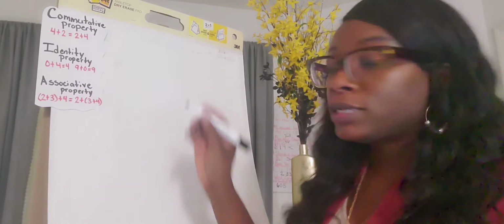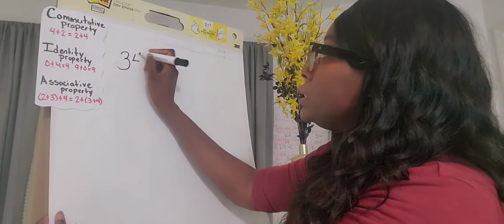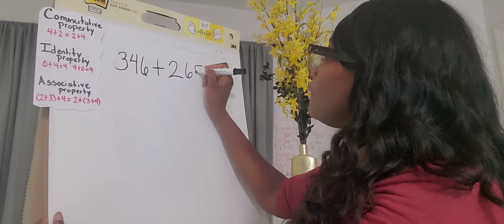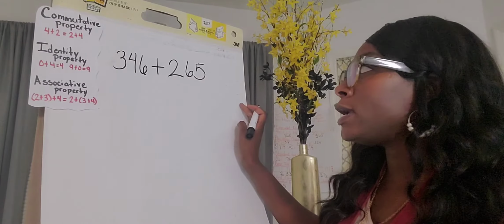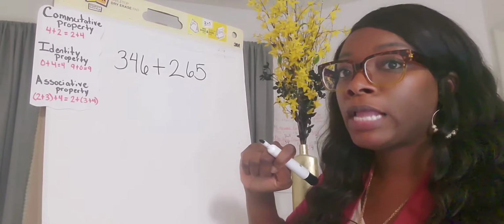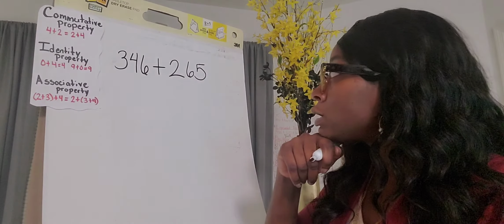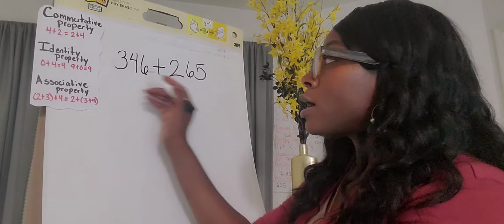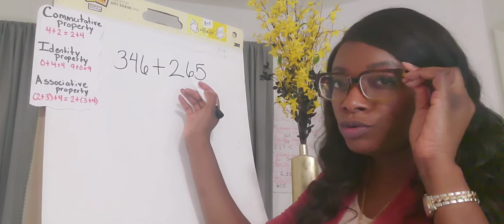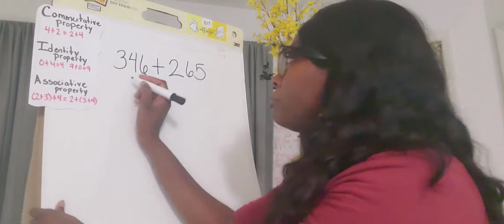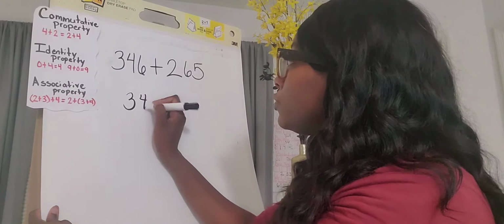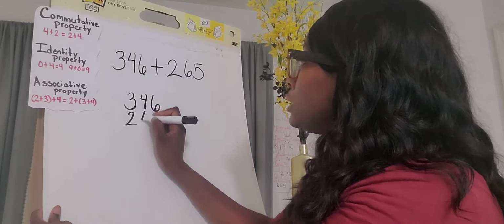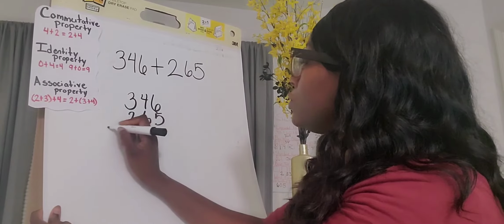Our last problem we'll practice together is 346 plus 265. Now, right now, this problem is written horizontally. So I want to first try to solve this problem vertically. So remember that anytime you see a problem like this, if you want to solve it and line your numbers up, no problem. Go ahead and do that. 346, and then I'm going to line up 265. 2 in the hundreds, 6 in the tens, 5 in the ones.